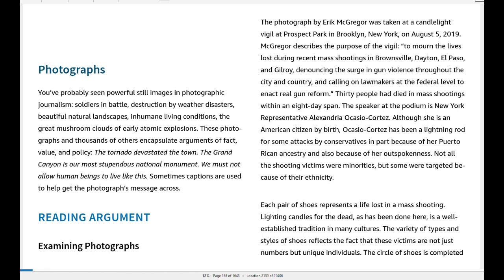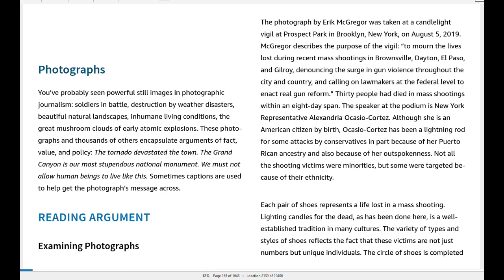Photographs. You've probably seen powerful still images in photographic journalism: soldiers in battle, destruction by weather disasters, beautiful natural landscapes, inhumane living conditions, the great mushroom clouds of early atomic explosions. These photographs and thousands of others encapsulate arguments of fact, value, and policy. The tornado devastated the town. The Grand Canyon is our most stupendous national monument. We must not allow human beings to live like this. Sometimes captions are used to help get the photograph's message across.